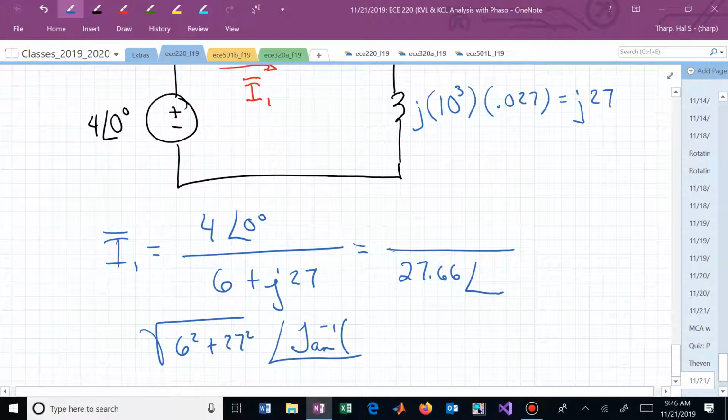Now just envision this 6 plus j27 in the complex plane. We've gone vertical 27 and over 6. We can now find the angle of that, and that ends up being 77.47 degrees.